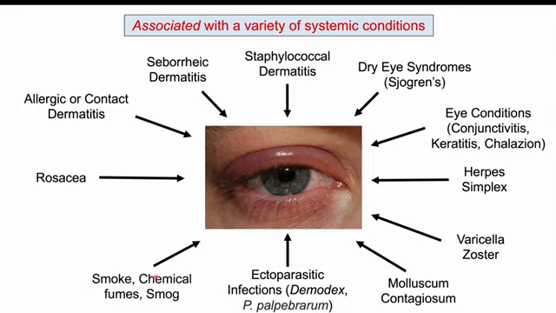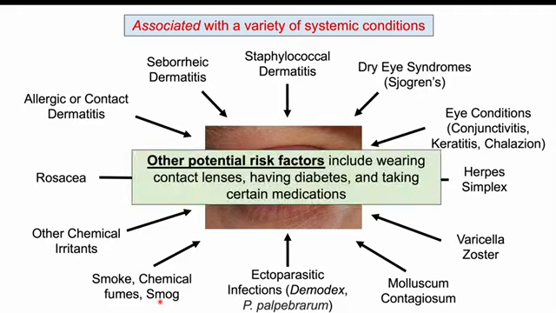Being exposed to smoke, chemical fumes, smog or pollution, and other chemical irritants can all lead to blepharitis. So those are the associated conditions and other associated causes. There are other risk factors that can increase your likelihood of getting blepharitis, and these include wearing contact lenses, having diabetes, and taking certain medications.